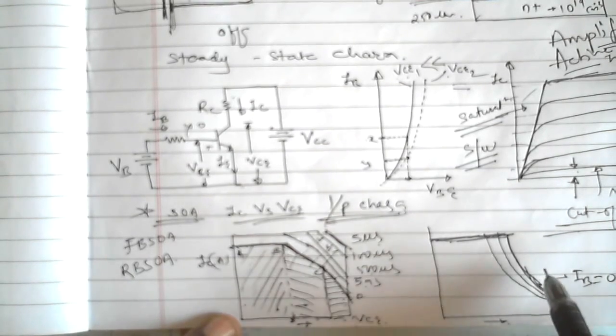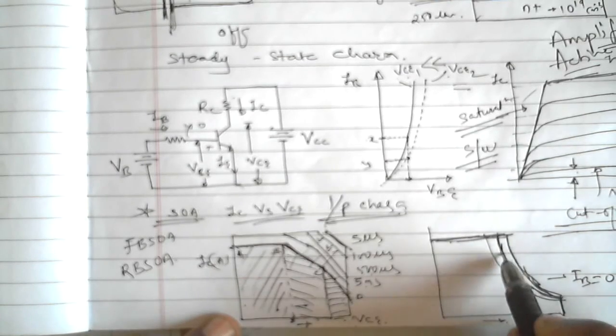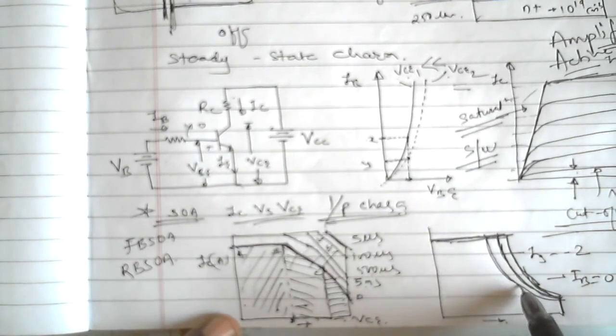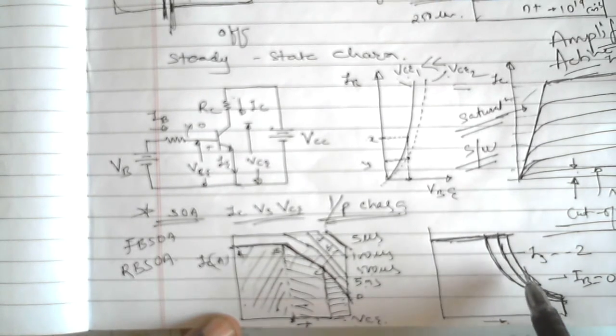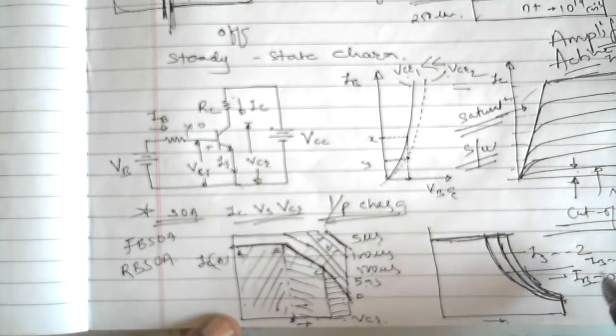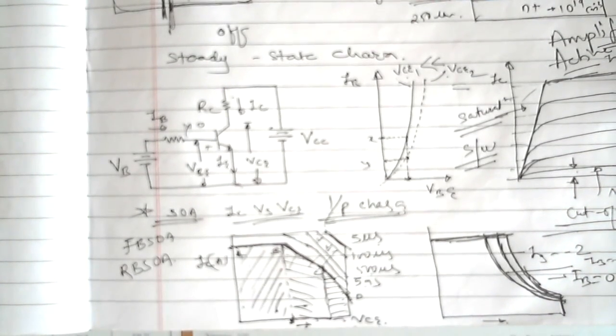Now if you make IB a little negative, then your safe operating area is reduced. Here IB is, say, minus 2. Again, if you make IB more negative to turn it off urgently, then the safe operating area is reduced further. This is for IB equal to minus 5. So as you go on decreasing IB, the safe operating area decreases. Okay, this is all about the transistor. In the next lecture, we'll study the MOSFET.